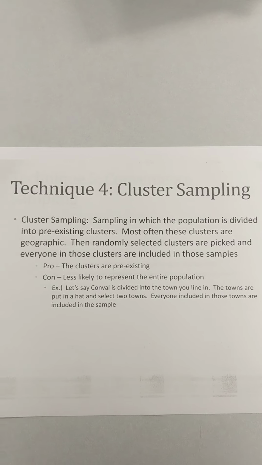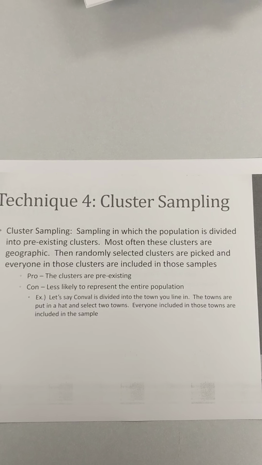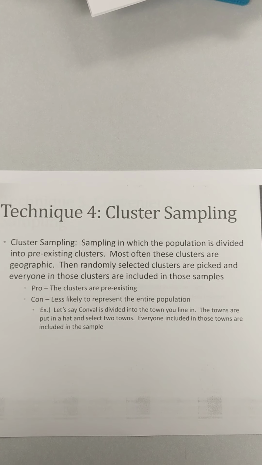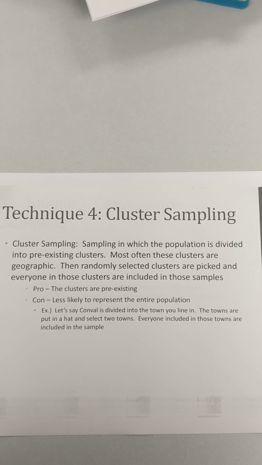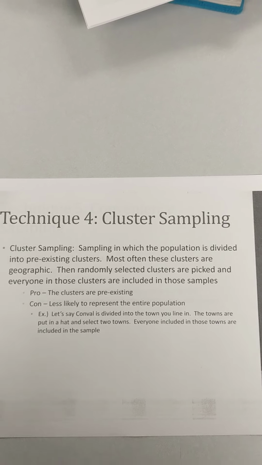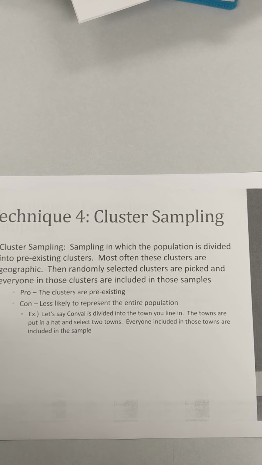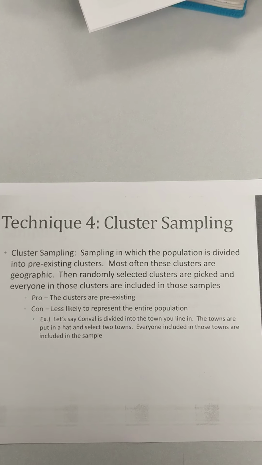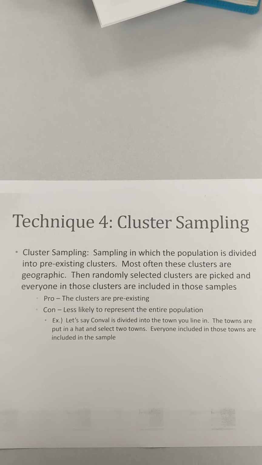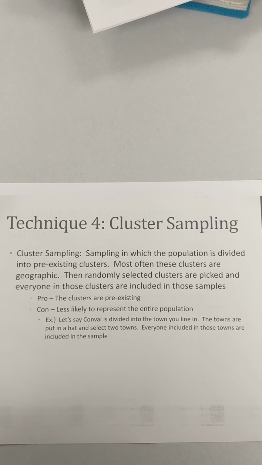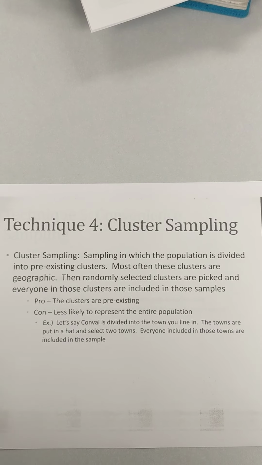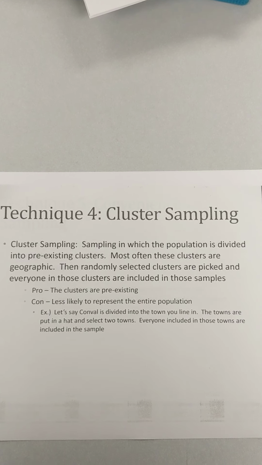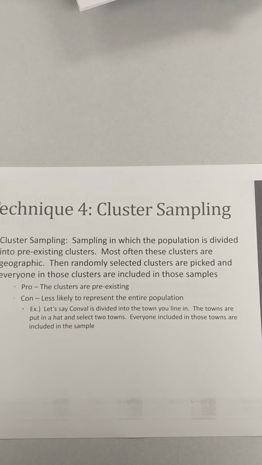The fourth technique is a more precise stratified technique. It's called cluster sampling. Cluster sampling is when you divide into pre-existing clusters. With stratified sampling, you got to pick what the groups were. Cluster sampling is a type of stratified sampling, and it is specifically based on geographic location. So you pick everyone who's from the same cluster. It's easy because the clusters are pre-existing. The con is that it's less likely to represent the entire population.